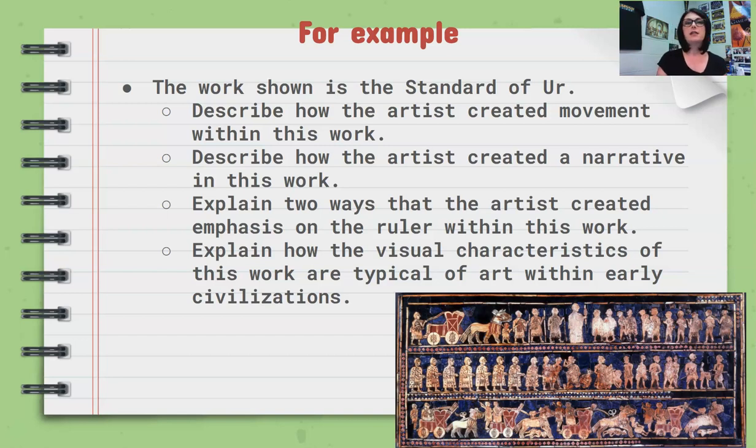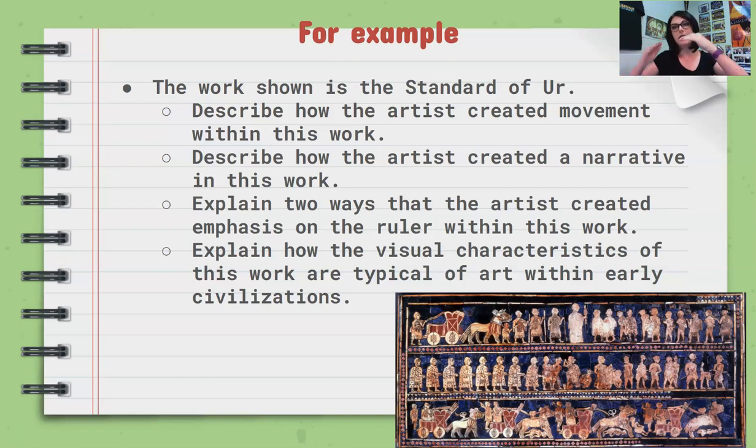So the first thing is describe how the artist created movement within this work. That's when you would go back to those elements that you have. What did the artist use in order to create movement? In this case, we have lines. If you look at this, for example, the lines of the chariots, the lines of the horses, the direction that the arrows are going, the lines in the direction the people are facing, all of those things help create movement.